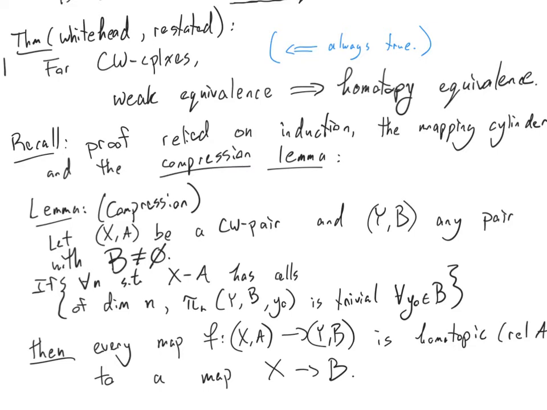So let's just remind ourselves of a couple of the steps that went into this so that we're really jogging in the same place. Our proof relied on induction on cells, using the mapping cylinder of the map f, and then using the compression lemma. In case people forgot, the mapping cylinder is that thing that looks like a cylinder with X on one end and Y on the other, and you're gluing along f along the one end of that cylinder.